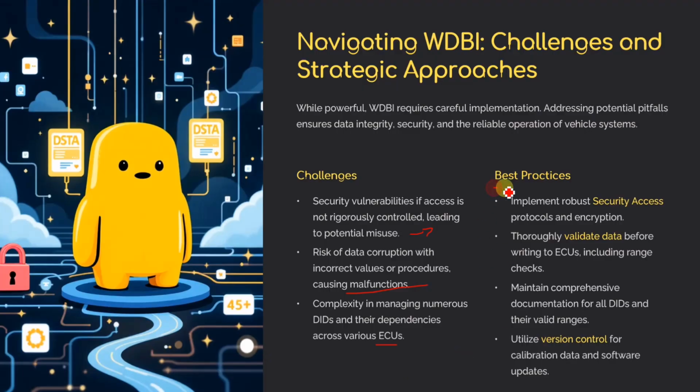But we have some best practices also. First, we need to implement a robust security access protocol, with encryption. Thoroughly validate data before writing to the ECU. Check what data you are writing, whether it will give a meaningful result, and whether it is writable or not. Check and calculate everything before writing the data into memory, including range checks. Maintain comprehensive documentation for all DIDs and their valid ranges. Utilize version control for calibration data and software updates.